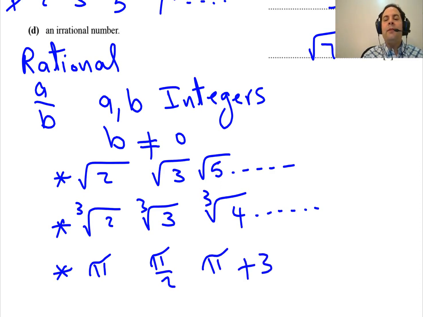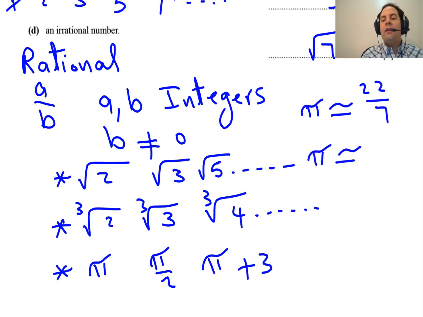But as we know, pi is only approximately equal, so please don't say pi equals. Pi is approximately equal to 22 over 7. Pi is approximately equal to 3.142. 22 over 7 is rational. 3.142 is rational. But if it is written as pi, the answer is irrational.